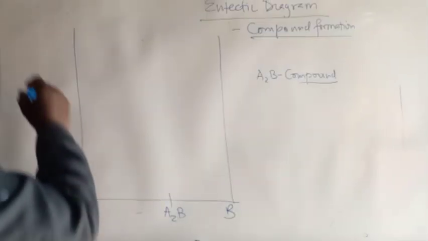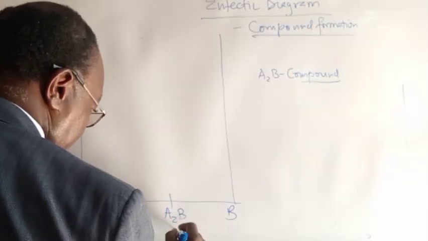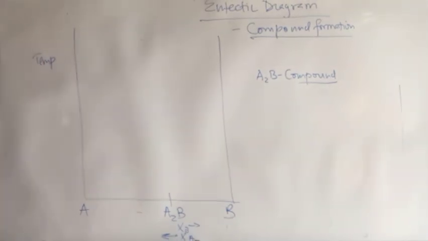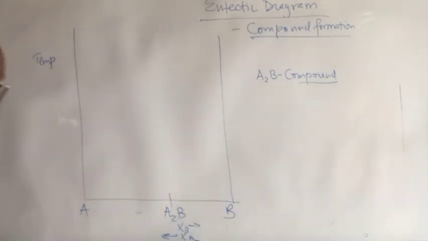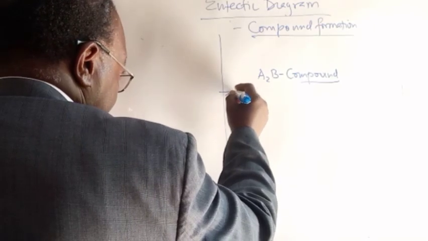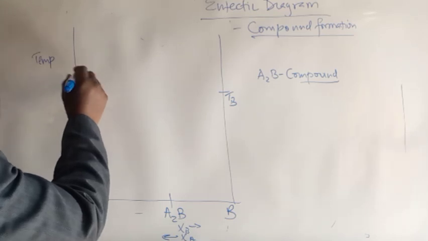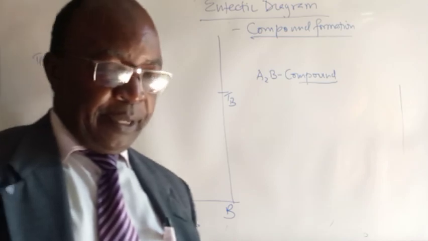And so we still have our temperature, and we have our composition, of course, XB in that direction, XA increasing in that direction. Here is 100% B, 100% A. Now, let us say the melting point for B is TB, and the melting point for A here is TA. So what kind of eutectic diagram will we get?